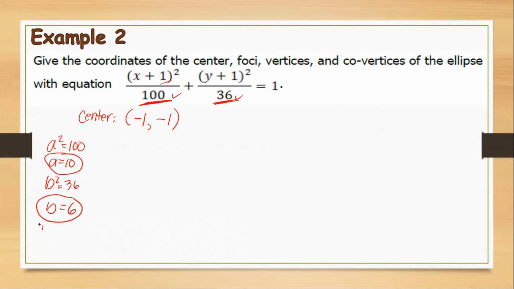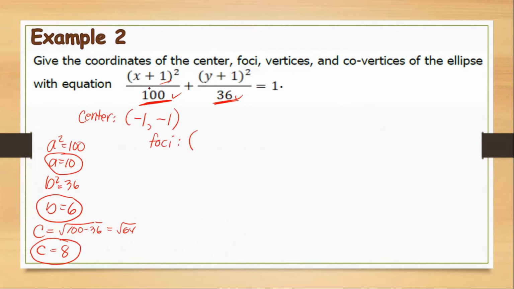Let's now find our c. That's equal to the square root of 100 minus 36, which is equal to the square root of 64. And so our c is equal to 8. Okay, since we already have our a, b, and c, it's easier for now to find the foci, vertices, and co-vertices. Let's find the foci first.